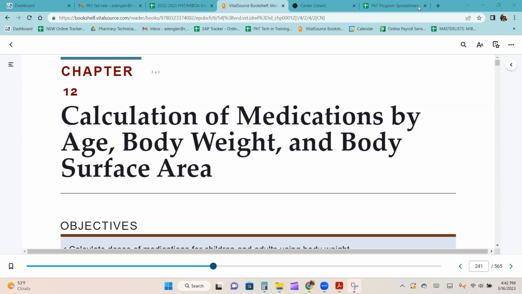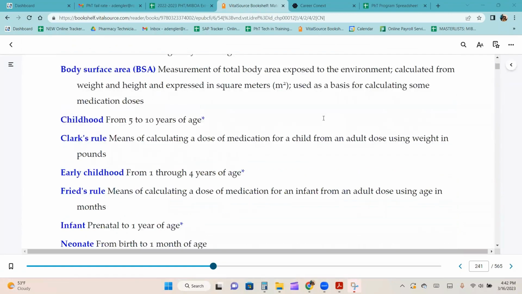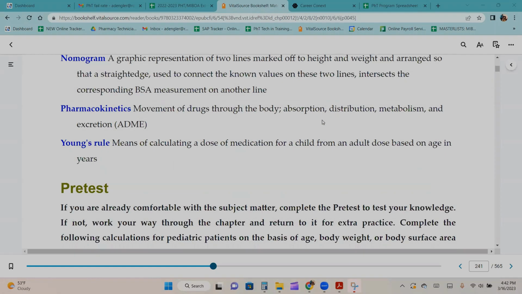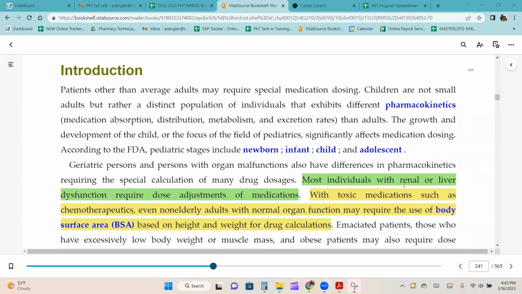Chapter 12, calculation of medications by age, body weight, and body surface area. Patients other than average adults may require special medication dosing. Children are not small adults, but rather a distinct population of individuals that exhibits different pharmacokinetics, which is medication absorption, distribution, metabolism, and excretion rates than adults.